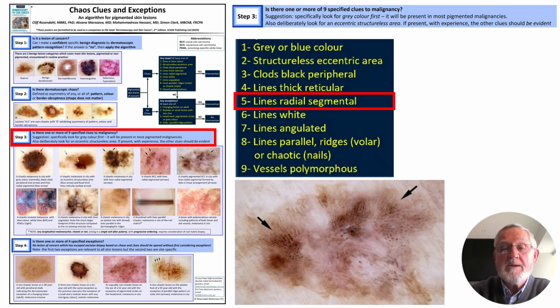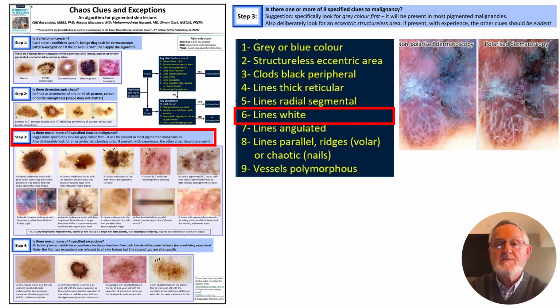Whereas in squamous cell carcinoma in situ, the pigmented variety, the radial lines are made up of dots in linear arrangement, as you see the black arrows pointing to here. Clue number 6, lines white, is an important clue for malignancy and can be polarizing specific or non-polarizing specific.